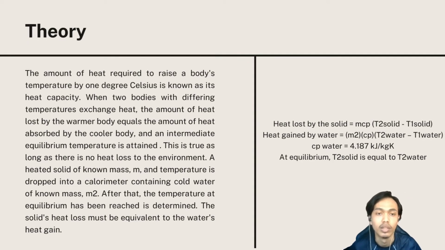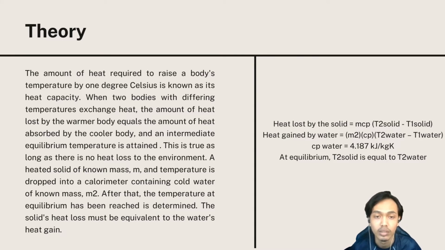Hello, my name is Noor Alazim. Today I'll be explaining the theory for experiment 7, which is the estimation of heat capacity and entropy generation. Heat capacity is the amount of heat required to raise the body temperature by 1 degree Celsius. When two bodies with different temperatures exchange heat, the amount of heat lost by the warmer body equals the amount of heat gained by the cooler body, and an intermediate equilibrium temperature is attained.